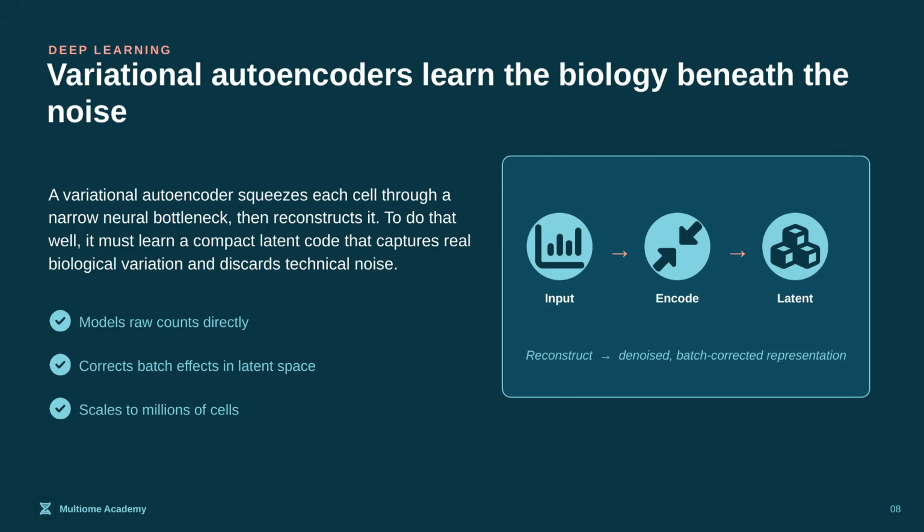Variational autoencoders learn the biology beneath the noise. Each cell is squeezed through a narrow neural bottleneck and then reconstructed. To do that well, the model must learn a compact latent code that captures real variation and discards technical noise. It models raw counts directly, corrects batch effects, and scales to millions of cells.